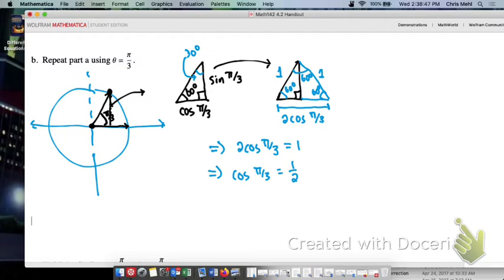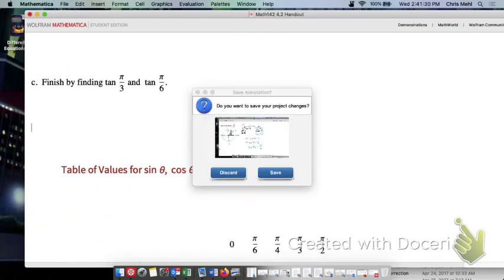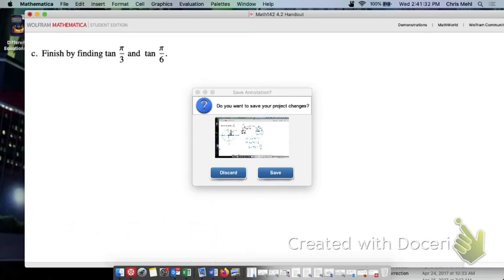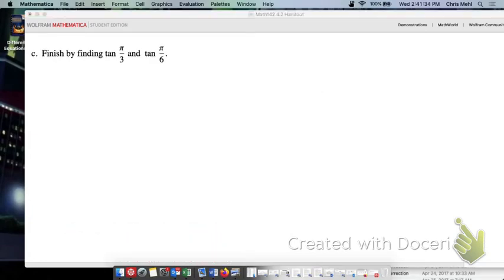And I'll just give you the shortcut here, using the Pythagorean theorem or Pythagorean identity. It turns out that sine of pi over 3 is square root of 3 over 2. Okay. So that's how I get sine and cosine of both pi over 6 and pi over 3. So now for part C, here's what I have. I want to find tangent pi over 3 and tangent pi over 6.